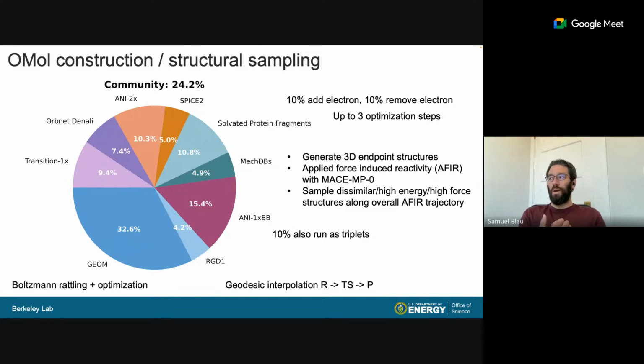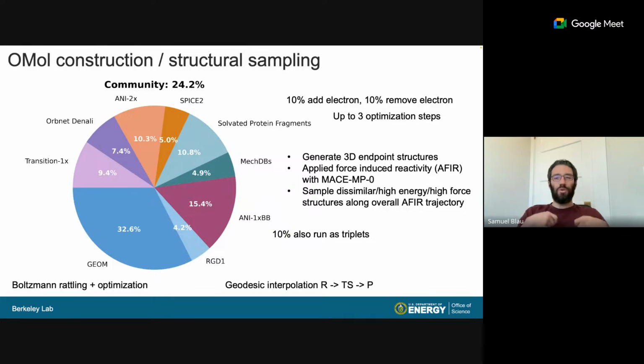We then use a method called applied force induced reactivity, or AFIR, where you basically add artificial forces to pull apart the bonds that you expect to fall apart, going from reactant to product, and to push together the atoms to form the bonds that need to be formed. And then we use the Mace MP0 pre-trained MLIP as our potential energy surface.